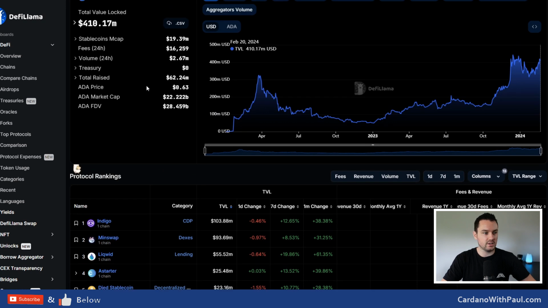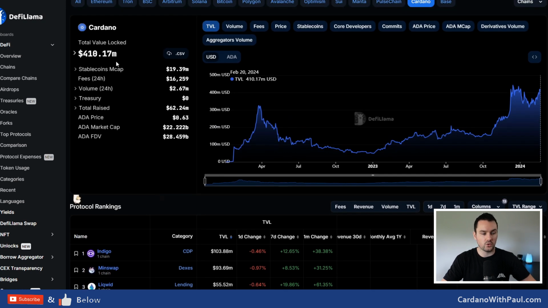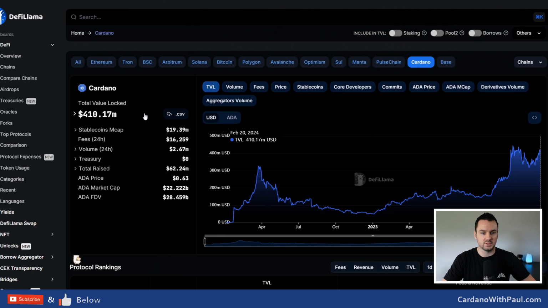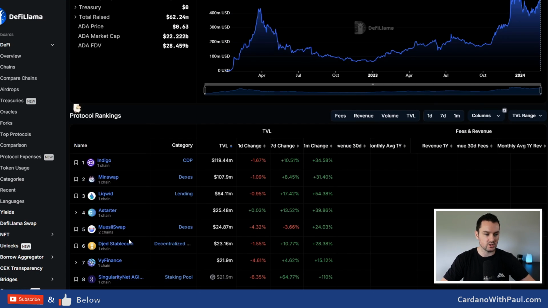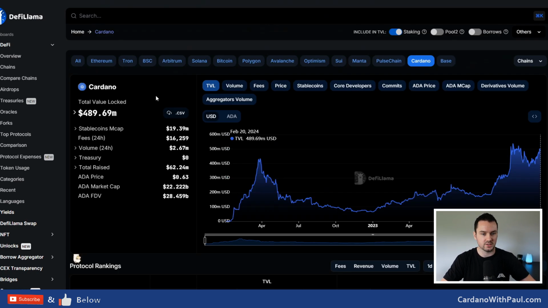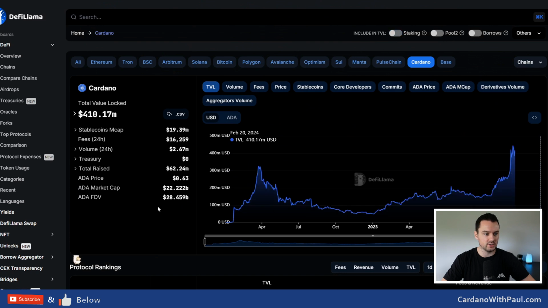When you look at the TVL right now, sitting at $410 million worth of TVL, some people might see that higher if you enable staking. So this is staking on specific dApp protocols, staking of their own token. Then you can turn this one on here and you will see some additions that come into the mix down here. We're going to turn it off just for this one.